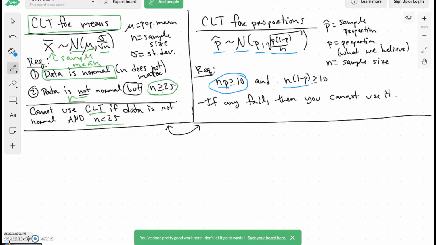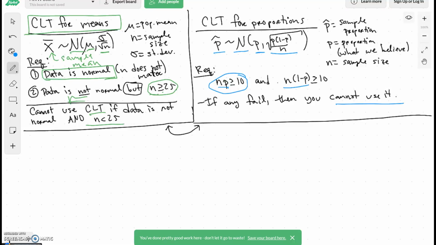Anyways, if these two are not satisfied, then you cannot use it. All right, so that was just a little recap of the central limit theorem. Some examples can include the following. Let me just give an example.